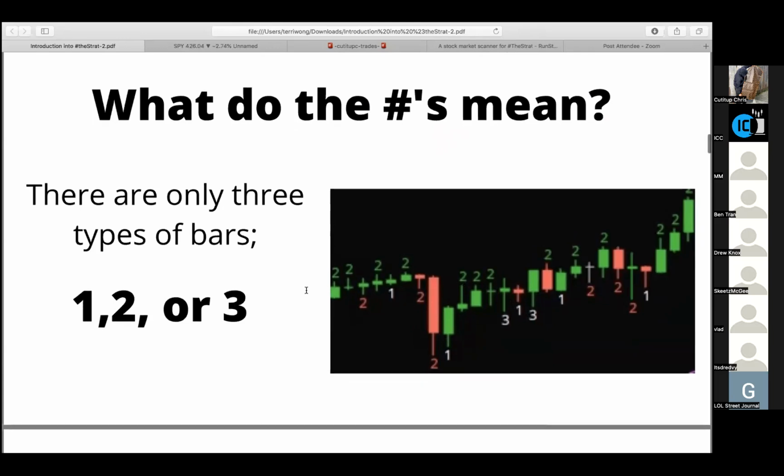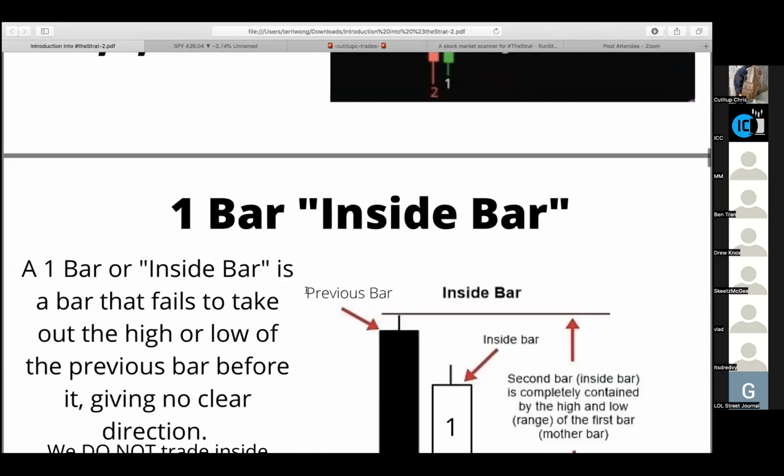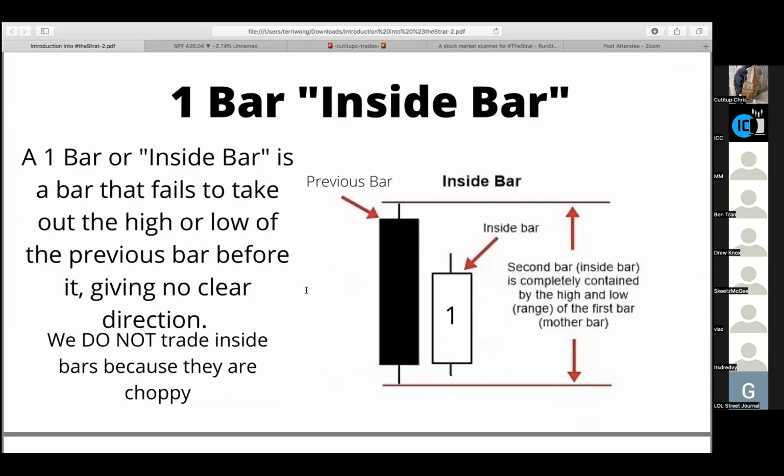I'm going to start with what is a 1. A 1 bar is just considered an inside bar. It hasn't taken out the high or the low of the bar before it. That's pretty much it. The 1 is basically an indecisive bar. Buyers and sellers are at war here. It's going up and down, but no one's winning because it hasn't taken out either side of the range of the previous bar.